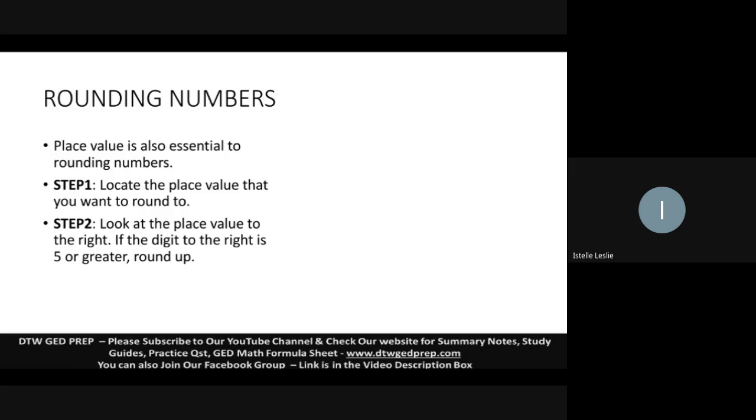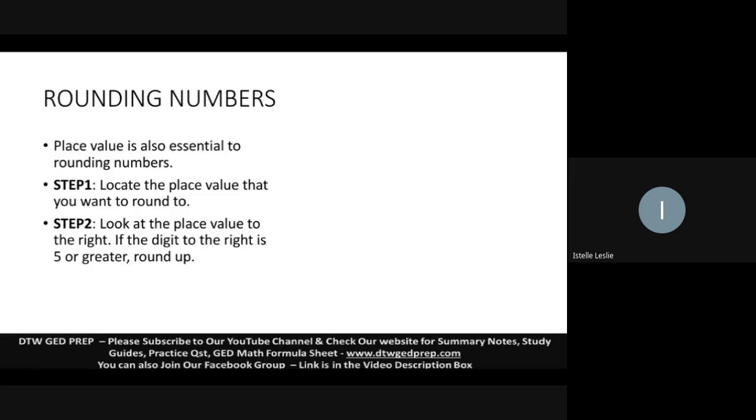If it is 5 or greater than 5, what do we mean by greater than 5? Numbers greater than 5 include 6, 7, 8, and 9. If the number is either 5, 6, 7, 8, or 9, what we do is to round up. And what does rounding up mean? We add 1 to the digit in the place value where we are.